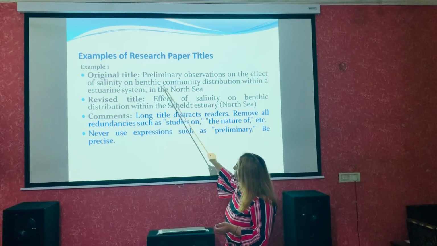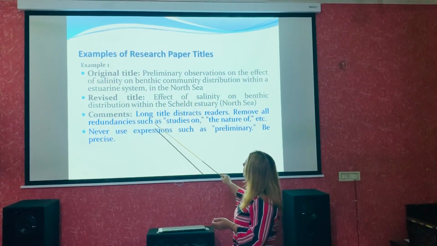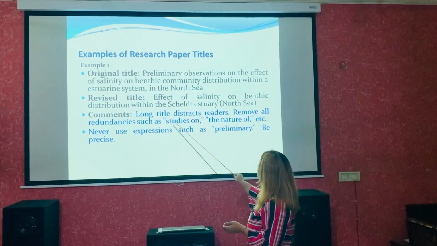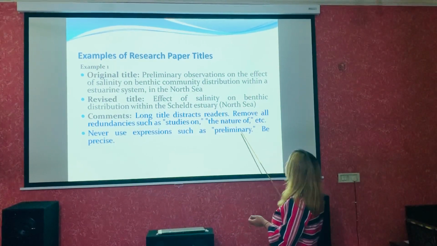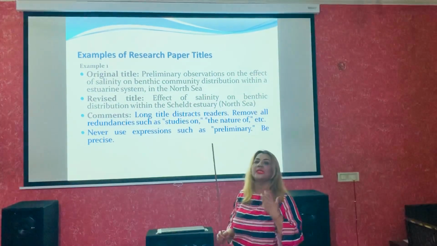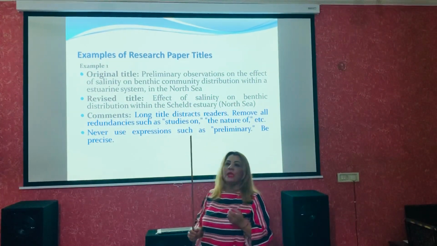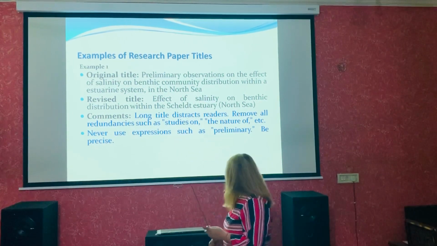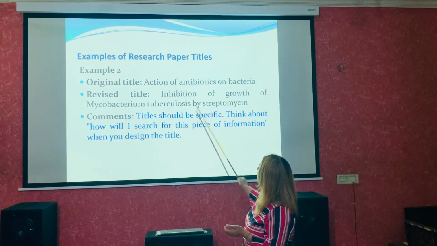So what you see in these two, the original title and the revised title, is that long titles distract readers. So remove all such things like studies on, the nature of, and never use expressions such as preliminary. So you need to be precise. You need to give a very concise, composed and very informative title for your scientific research paper. I have cited one other example also.